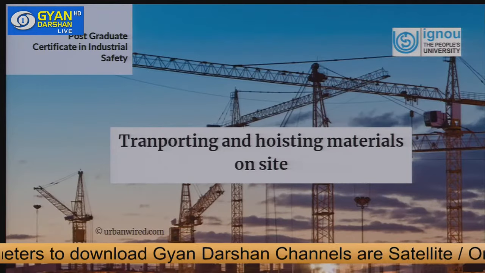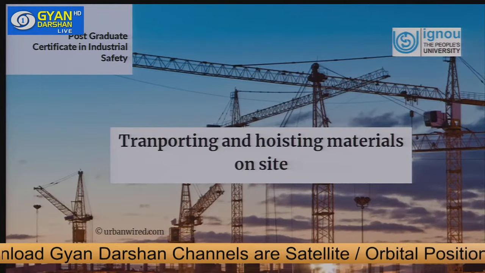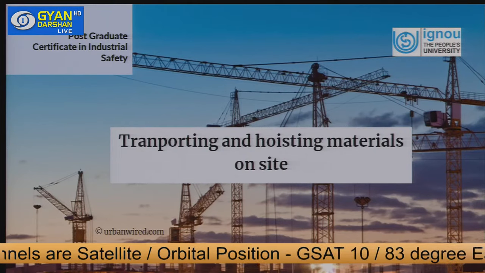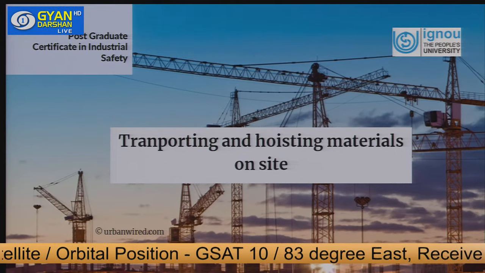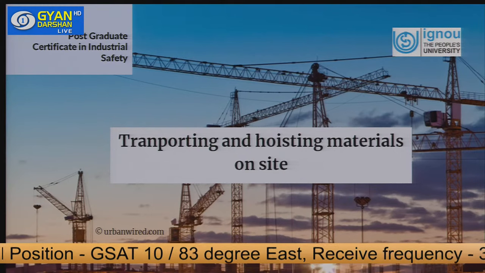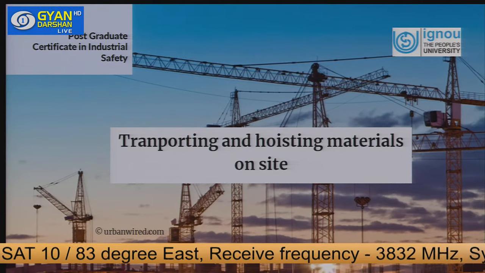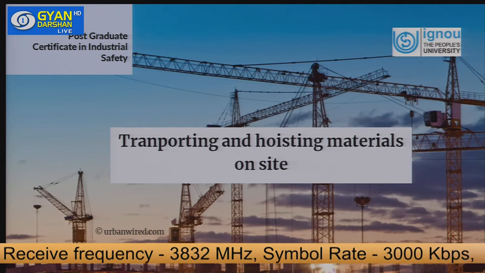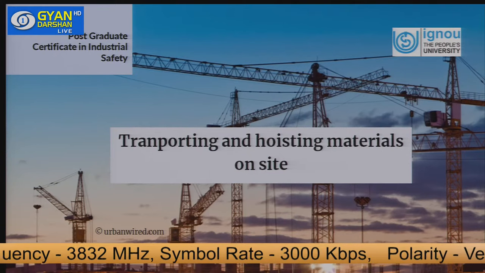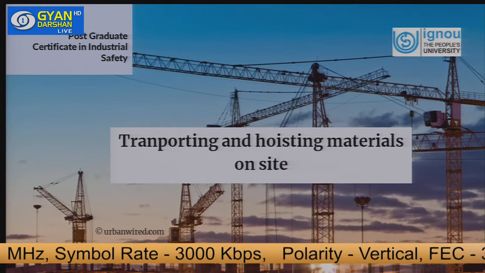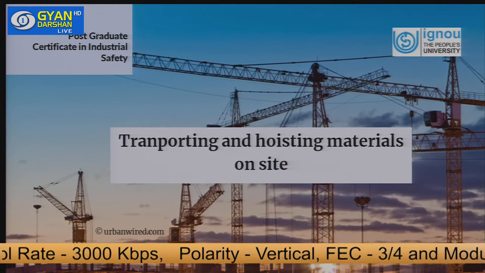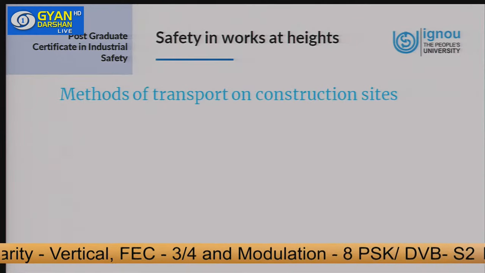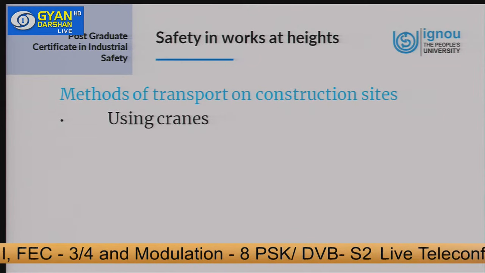Now, as we have finished looking at the work on sloping roof and fragile roofs and generally how to work in a safer manner on roofs, we'll now look at the next aspect of moving things on construction sites, moving material and people on construction site. And this is the transporting and hoisting of materials on site. And there are many ways to do it. The methods of transportation on construction site, first of all, we use cranes.